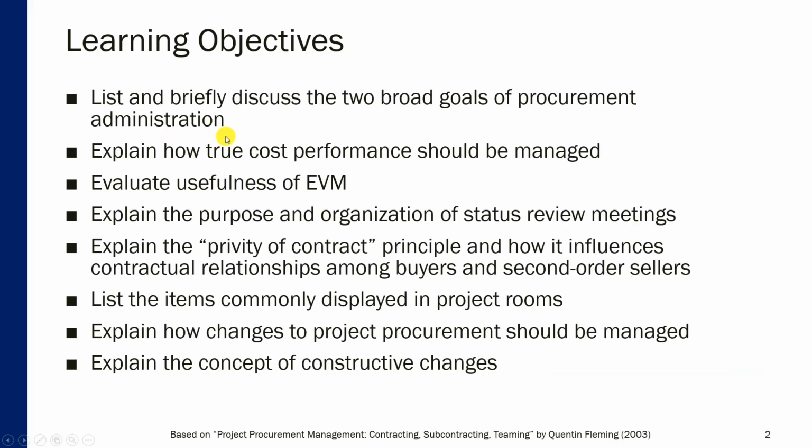These are the learning outcomes for this chapter. After completing Chapter 12, you should be able to list and briefly discuss the two broad goals of procurement administration. You should also be able to explain how true cost performance should be managed and measured. You should also be able to evaluate the usefulness of earned value management in relation to procurement administration, explain the purpose and organization of project status review meetings, explain the privity of contract principle and how it influences contractual relationships among buyers and second-order sellers. You should also be able to list the items commonly displayed in project rooms, explain how changes to project procurement should be managed, and explain the concept of constructive changes.